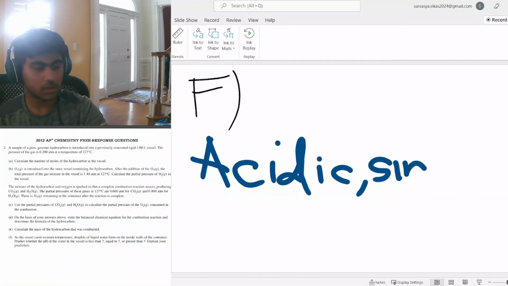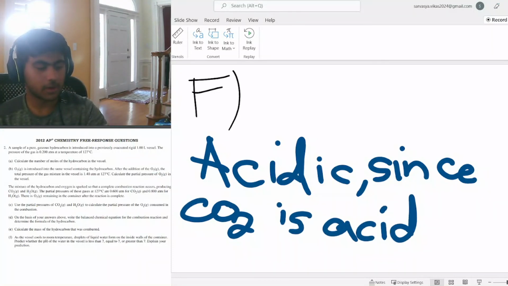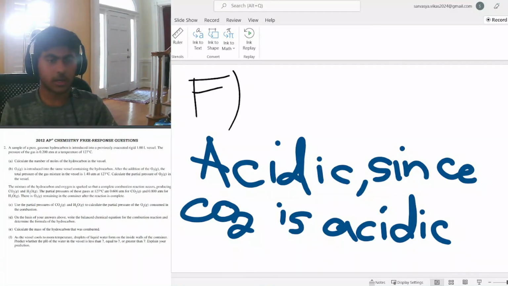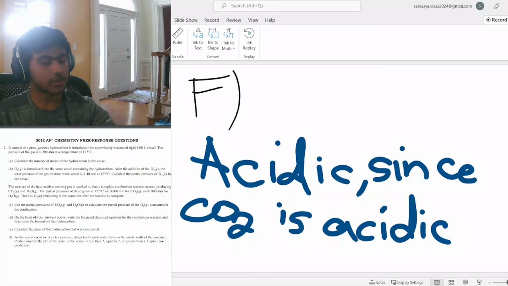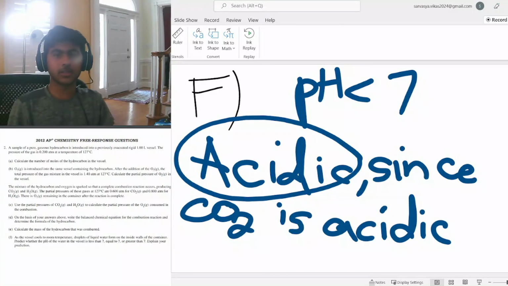Since CO2 is acidic, our answer here is that it's going to be acidic, pH less than 7. That is it for this question.